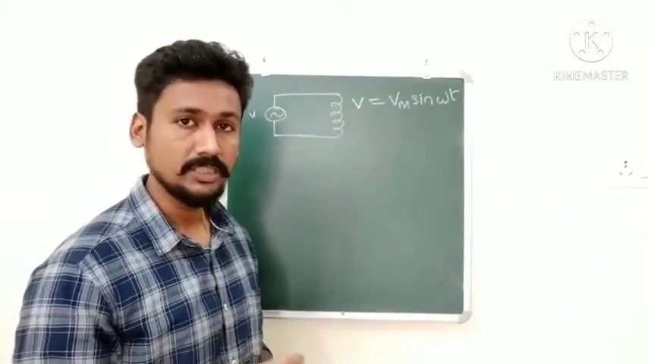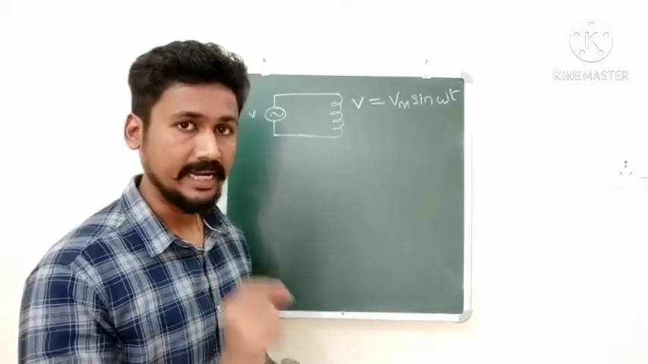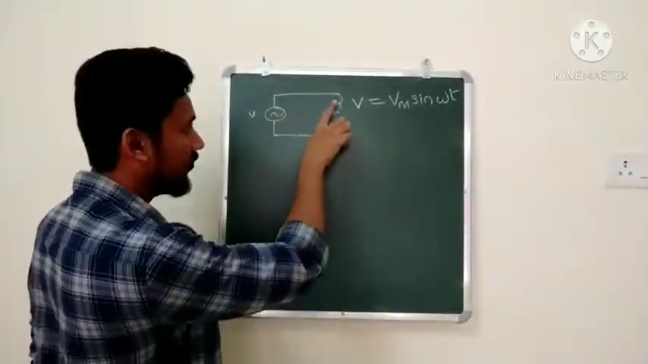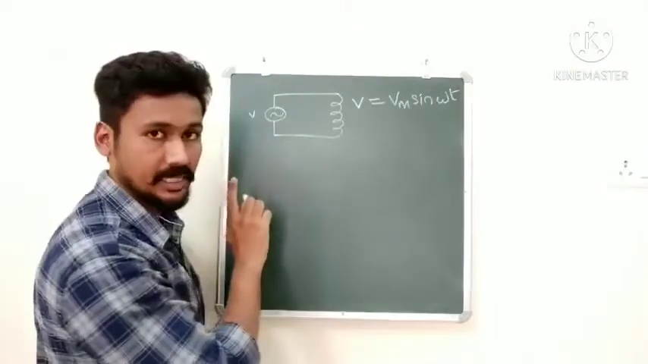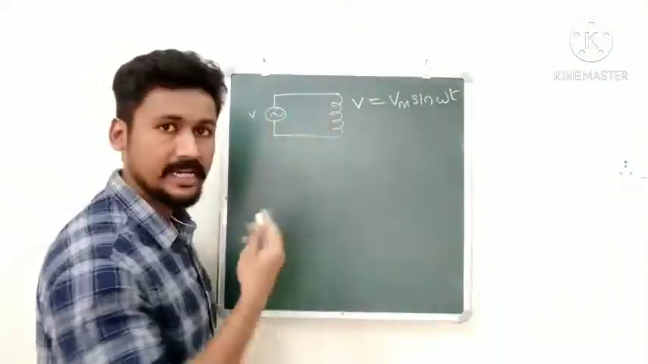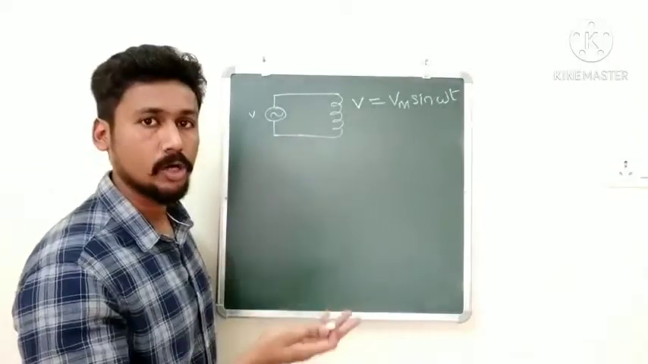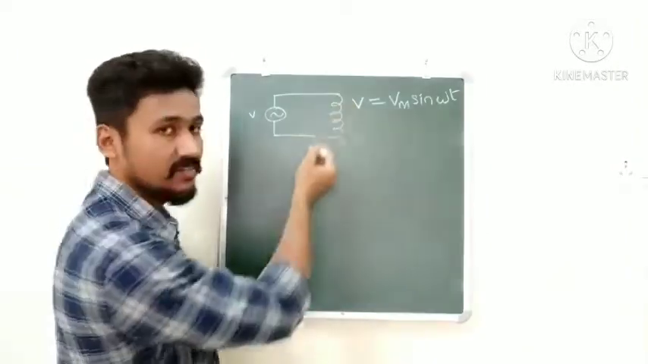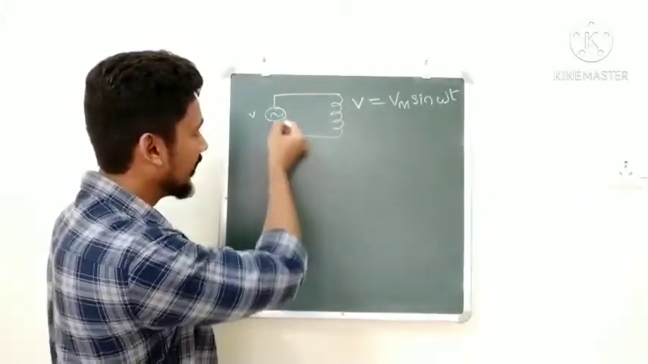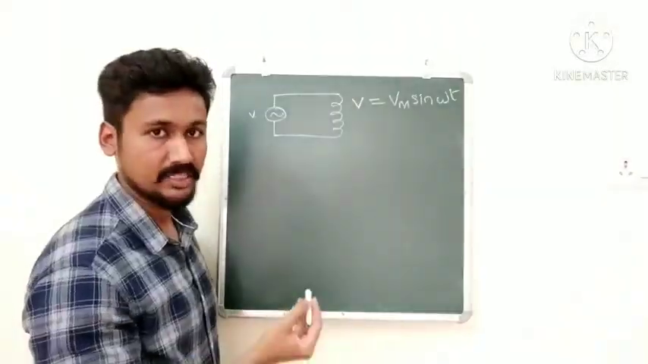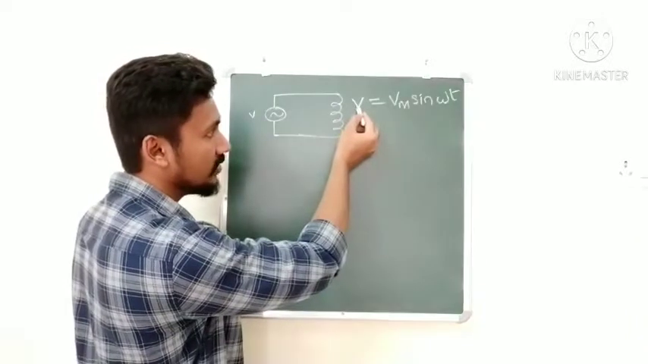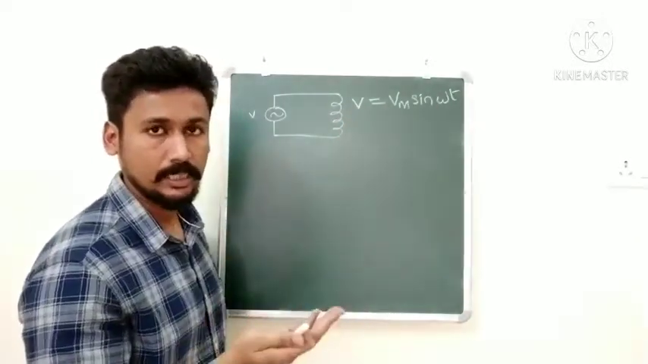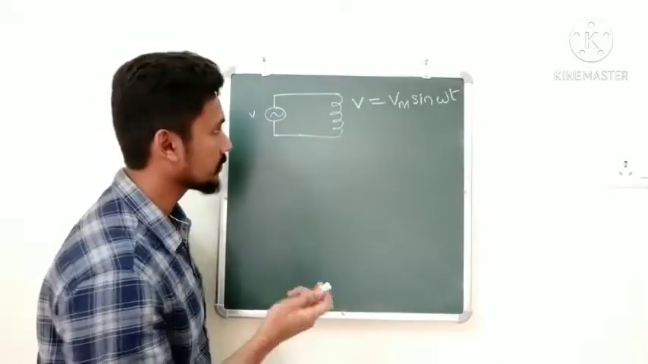Next, we are going to see a derivation for a purely inductive circuit. What is a purely inductive circuit? We have an inductor connected to an AC power supply. What is an inductor? Inductor is basically a coil, a solenoid coil, you can imagine. So we have a solenoid coil having self-inductance capital L, that is connected with an AC power supply, which is having AC voltage as V equal to Vm sin omega t. That is true for all the AC voltages.